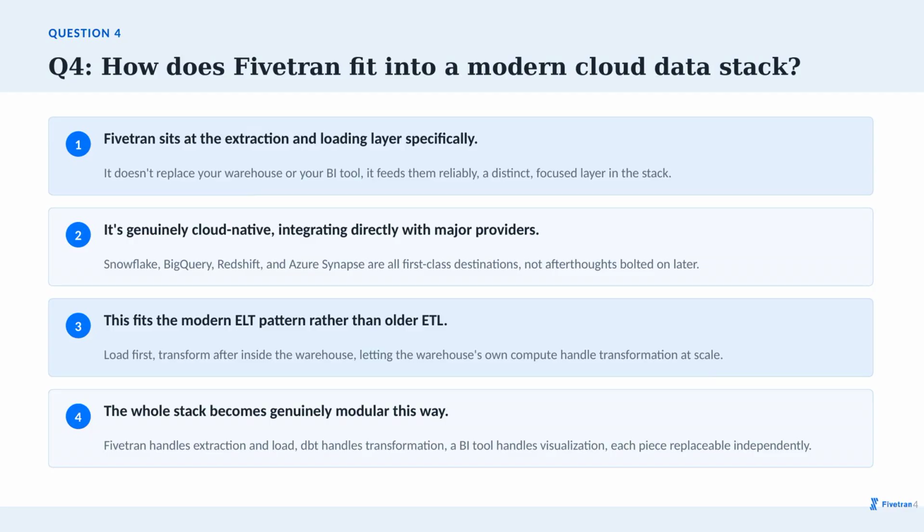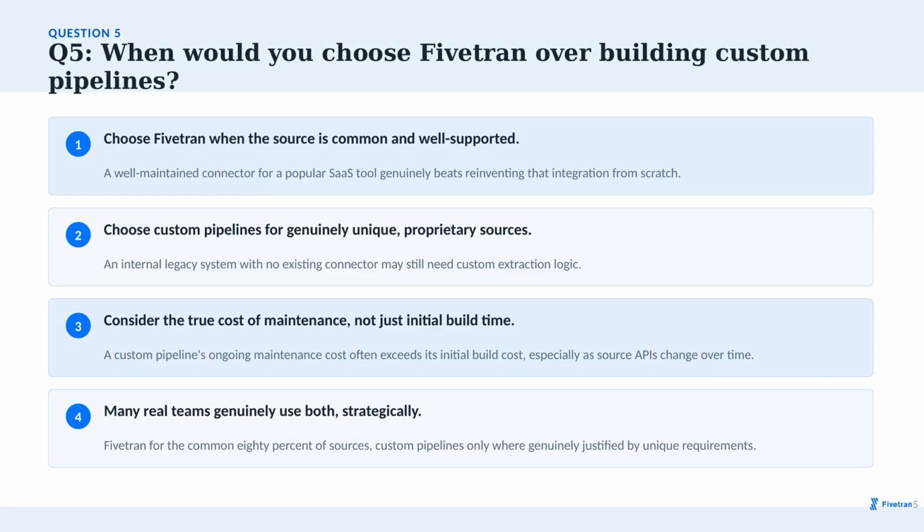The whole stack becomes genuinely modular this way. Fivetran handles extraction and load, dbt handles transformation, a BI tool handles visualization, each piece replaceable independently of the others. This decision framing, common versus unique, cost of build versus maintenance, is exactly the kind of practical judgment an interviewer wants to hear. When would you choose Fivetran over building custom pipelines?